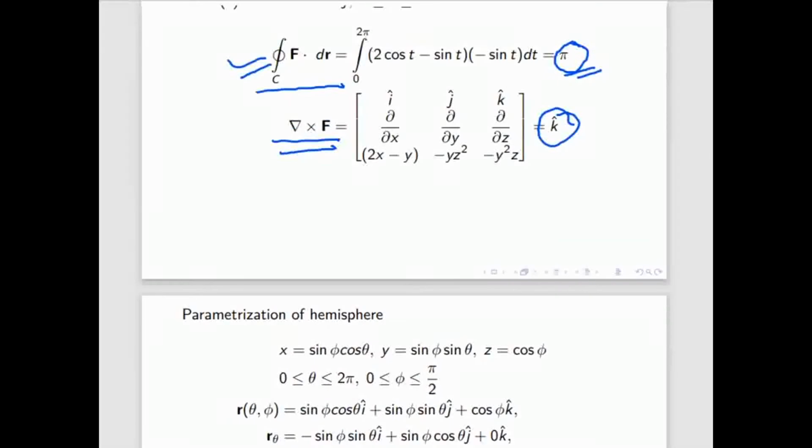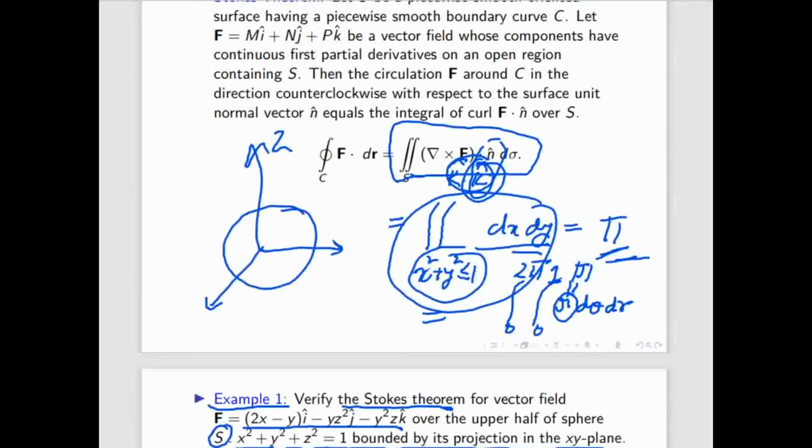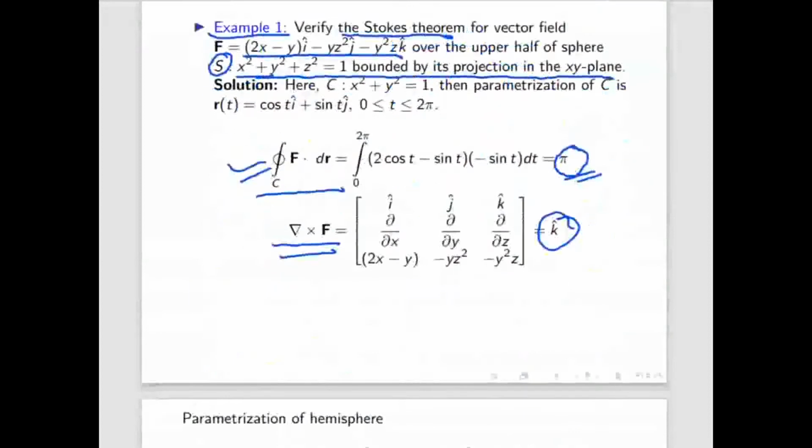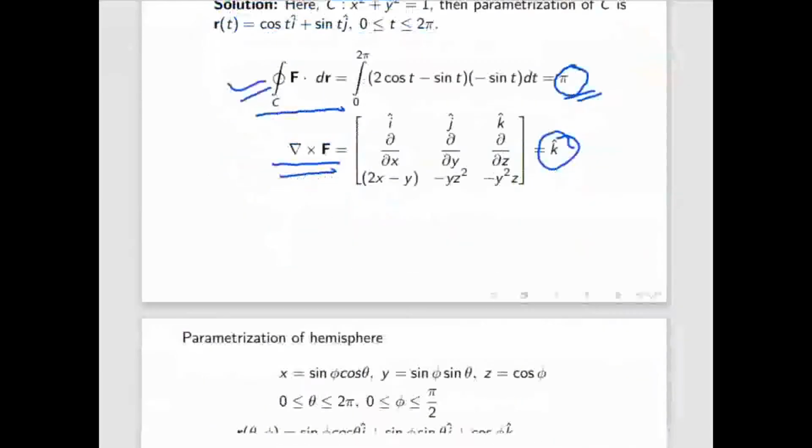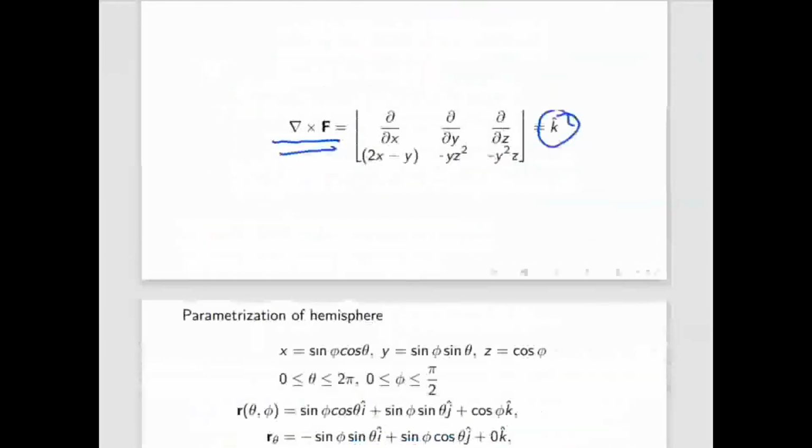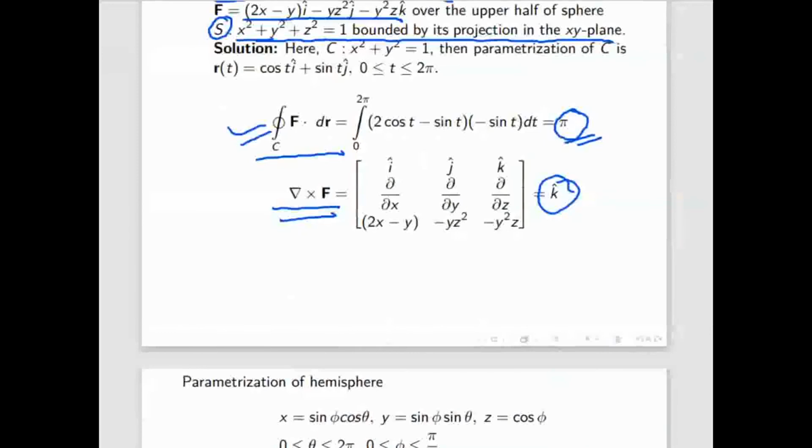So in this hemisphere, this circle is not covered. If we add the circle, it will become closed. So the integration over the surface is the same as minus the integration over this circle, in this part of the hemisphere. The same thing applies for a cone, or some other object.